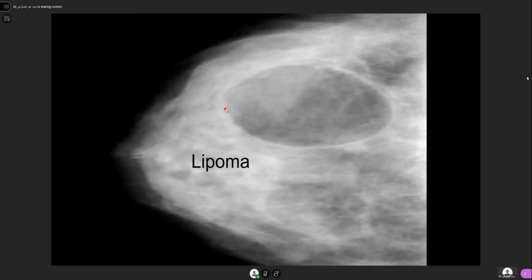oval shape, well defined radiolucent mass seen. And because we know that radiolucency means that the mass contains fat, it was diagnosed as lipoma.